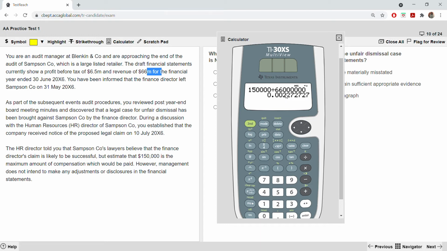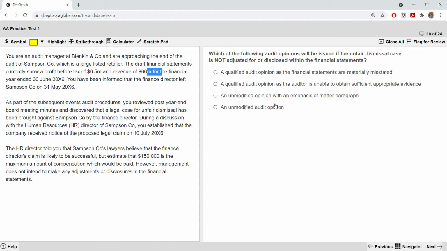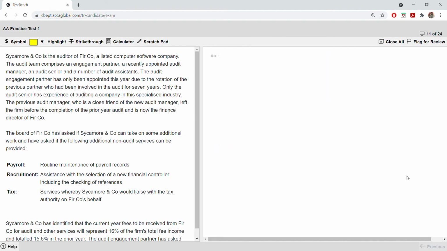So no modification to the audit opinion is required. So which one will be there if no modification? Unmodified audit opinion. If the misstatements do not have a material impact on the financial statements, you don't qualify. You can issue an unmodified audit opinion. Unmodified audit opinion does not mean that your financial statements are always very clean, with no mistakes or errors. No, it's just not so material that you have to modify. That's what it means. Next, this is the third case study.